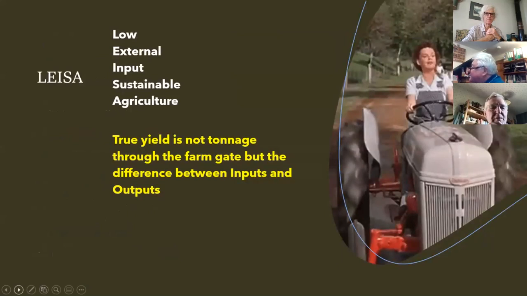Okay, there used to be an organisation in Holland that called itself LISA, and that's what it stands for: Low External Input Sustainable Agriculture. I've touched on this earlier, but what we're looking at now is the low external input, trying to reduce the inputs that we have to buy into the farm.